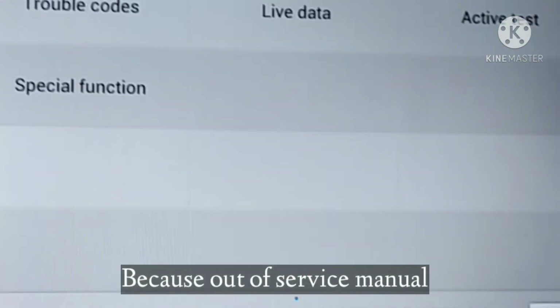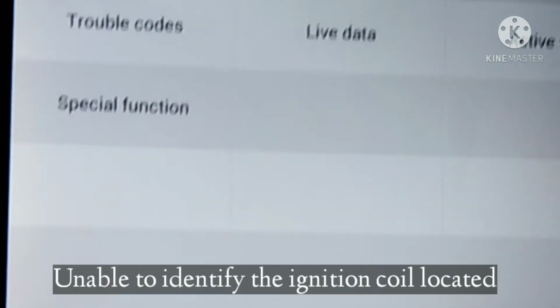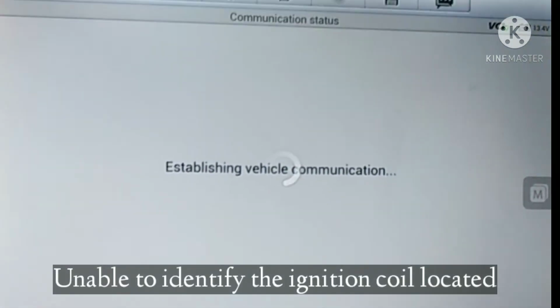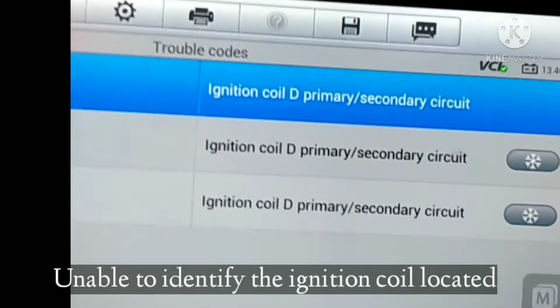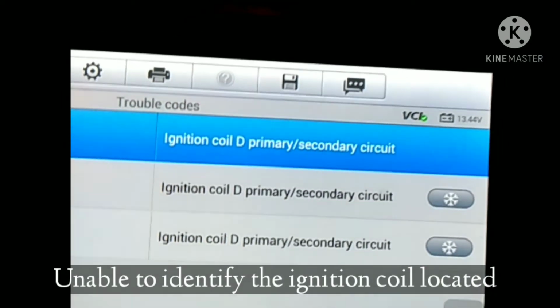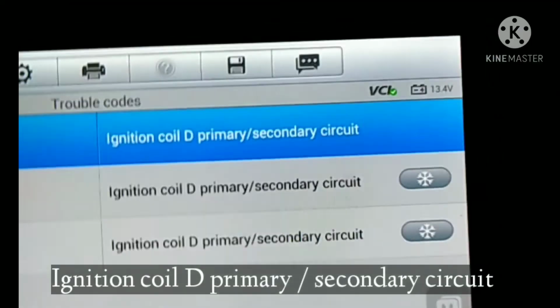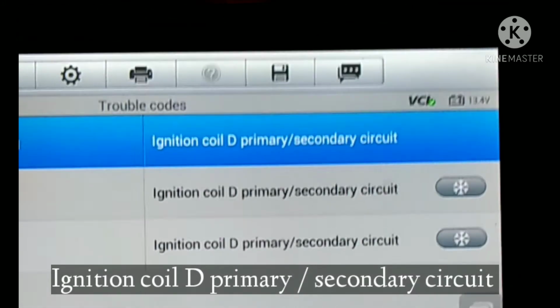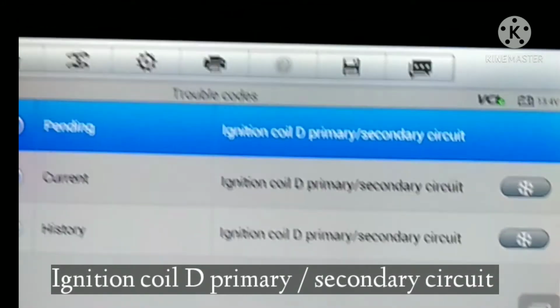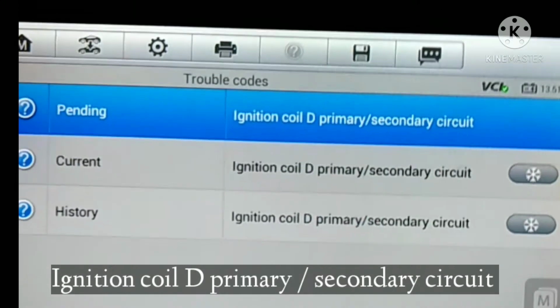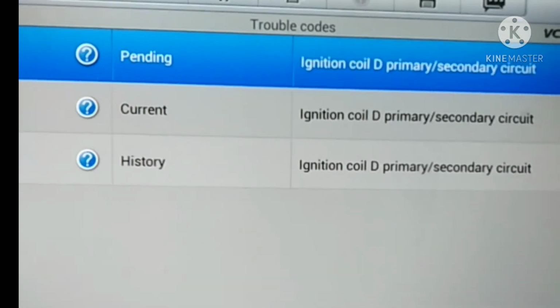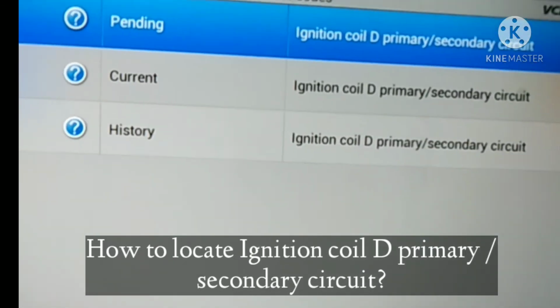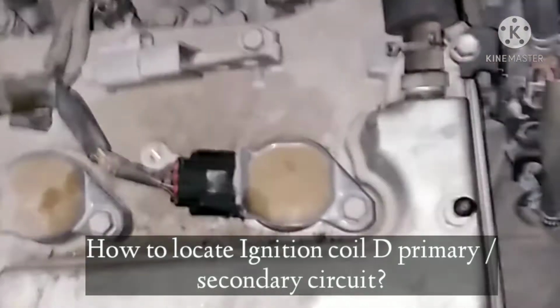Due to out of service manual, I'll show you how to locate the ignition cylinder, ignition coil. Secondary circuit. It's shown here, ignition coil D, primary, secondary circuit. So how do you identify the location of the ignition coil? Is it D, E, F, or A, B, C? How to locate the ignition coil?